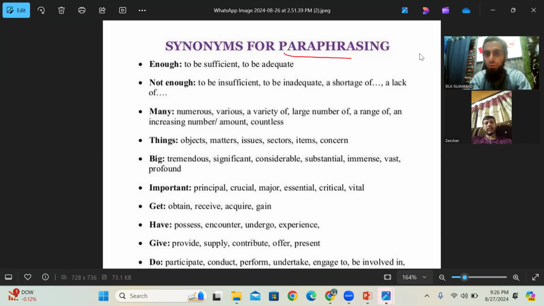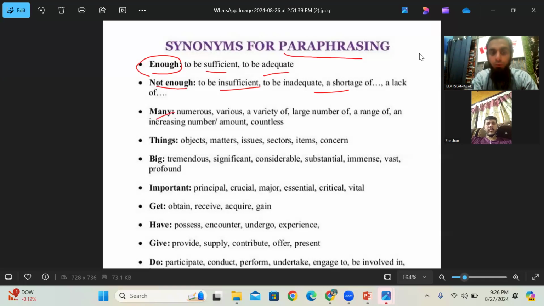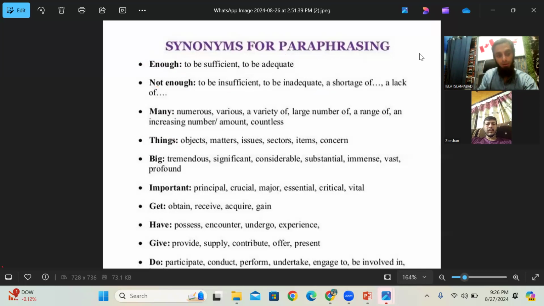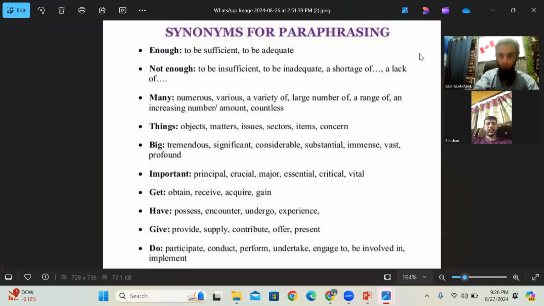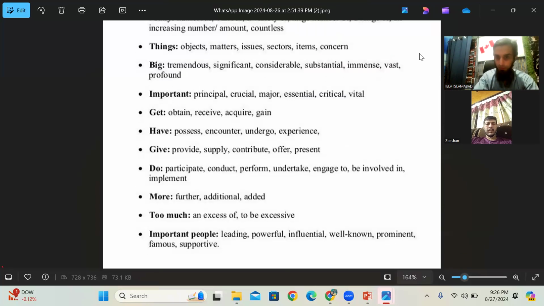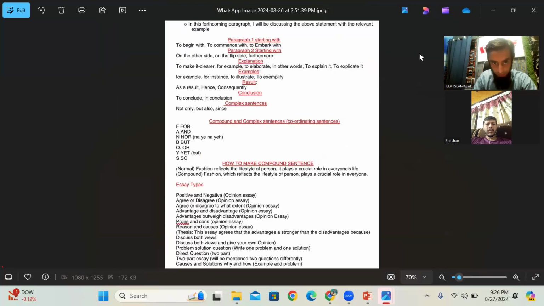Now, I told you that paraphrasing means to write the topic in your own words. Own words means if "enough" is given in the topic, you can write "sufficient" or "adequate"; if "not enough" is given, "insufficient"; if "many" is given, "numerous" or "various." The word synonym you should remember, and approximately the following words can be used. Further, let me show you something else.